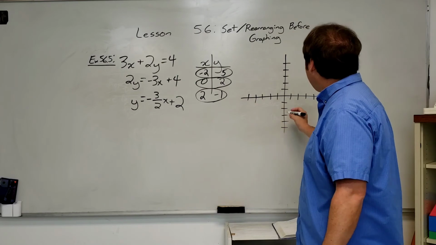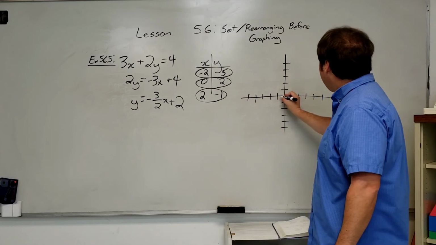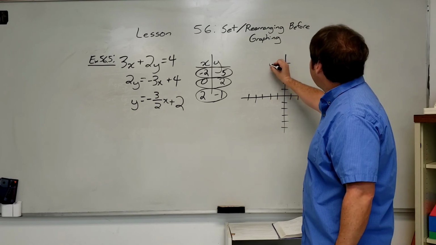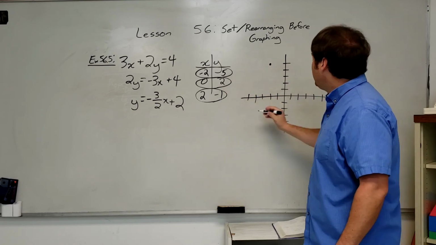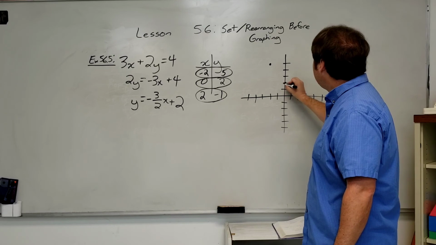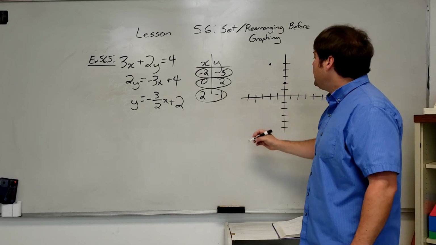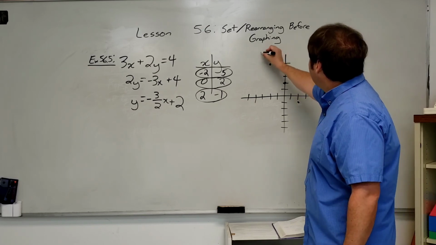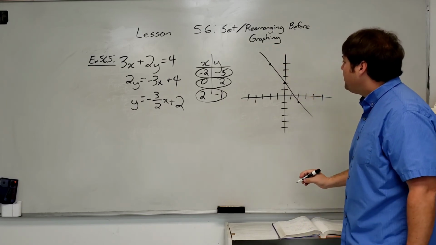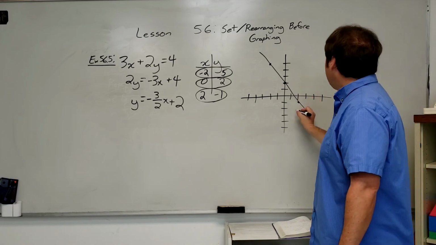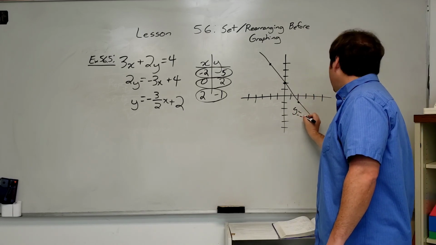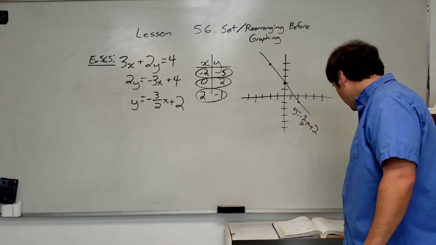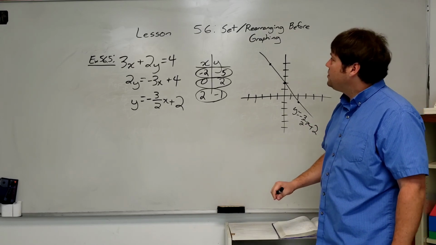So negative 2 comma 5. Remember, x always goes first, so negative 2 on x, positive 5 on y. 0 comma 2, 0 on x, 2 on y, and then 2, negative 1, so 2, negative 1, and there we go. We have the graph of our line, and it's always good to label it. This is y equals negative 3 over 2 x plus 2. And that brings us to the end of the intro there.